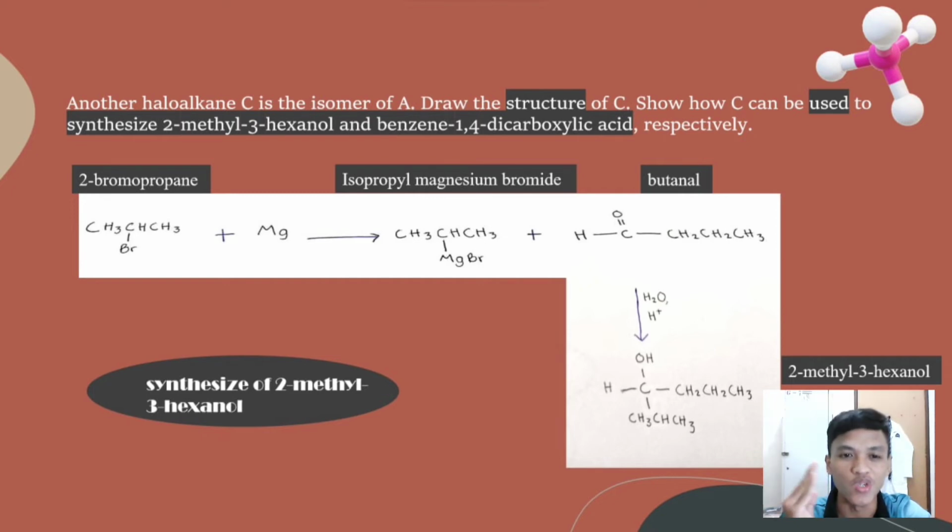Another haloalkane C is the isomer of A. Draw the structure of C. Show how C can be used to synthesize 2-methyl-3-hexanol and benzene-1,4-dicarboxylic acid respectively. First of all, we know that A is 1-bromopropane and haloalkane C is 2-bromopropane.